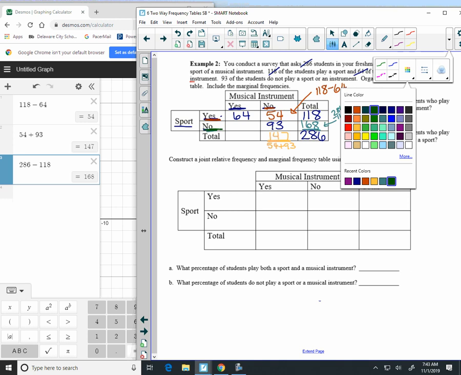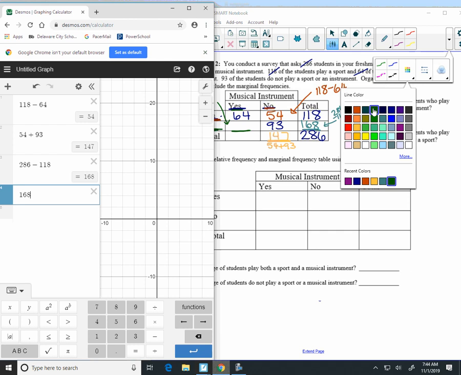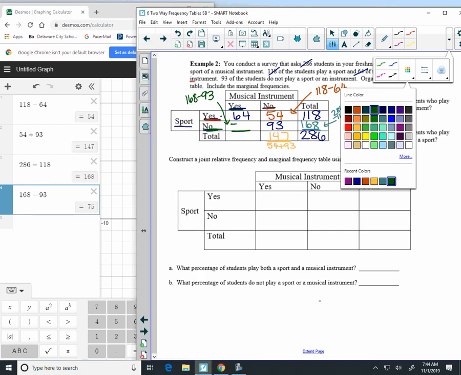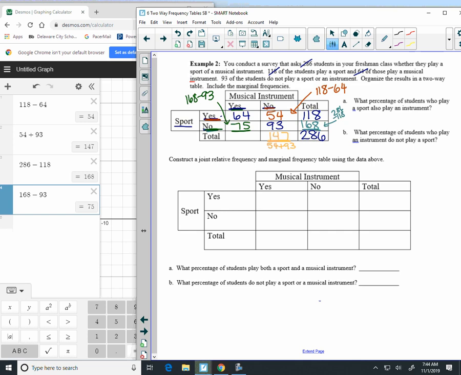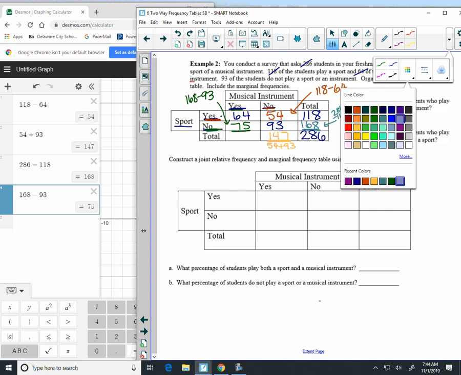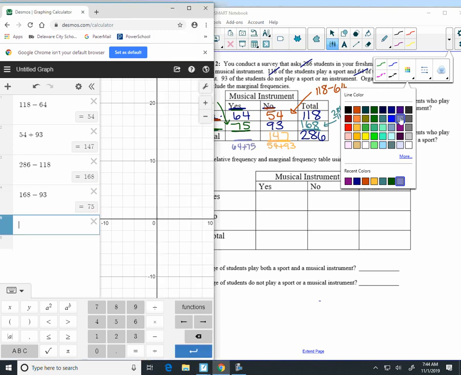So we had the no sport and yes musical instrument right here. We can find that number by doing the total minus the number that we have there, 168 minus 93. That's 75. And that last one we can find by either totaling that column or you can subtract from the big total. I'm just going to total the column here. So I'm going to do 64 plus 75. It's 139.